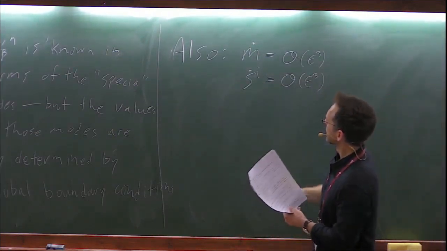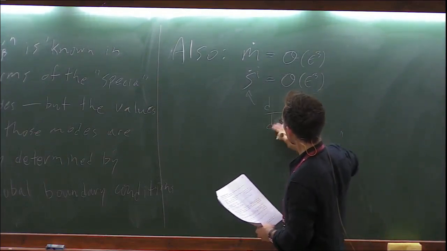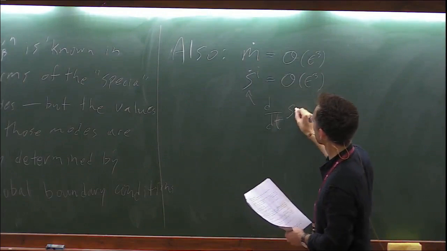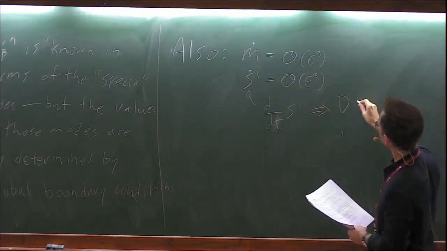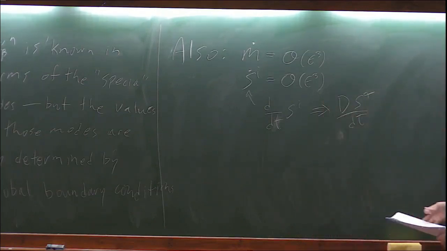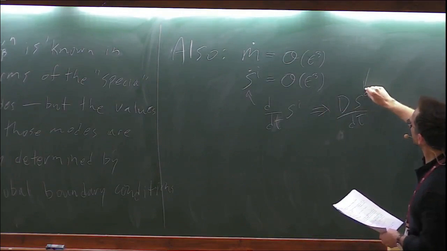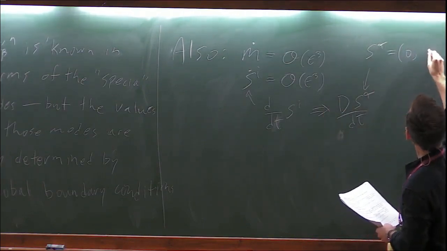So this is d/d tau, or d/dt in the local coordinate system. But that's completely equivalent to the covariant derivative of a 4 vector, where S alpha has components 0, Si.